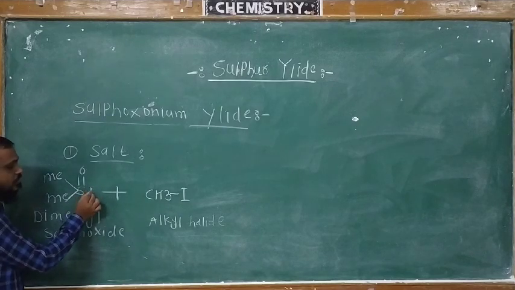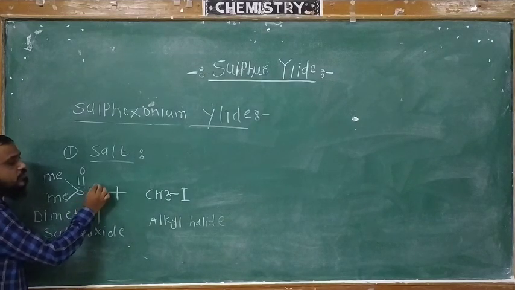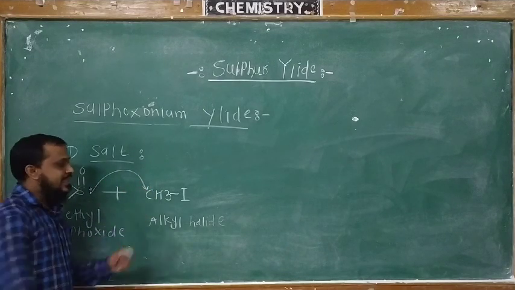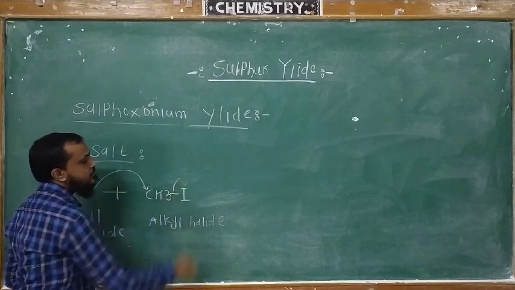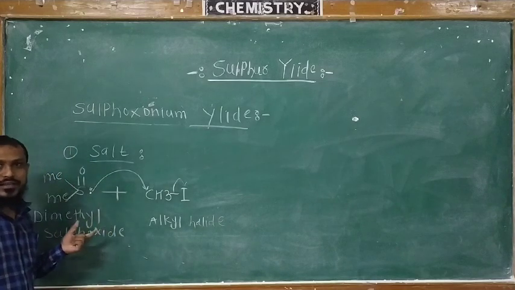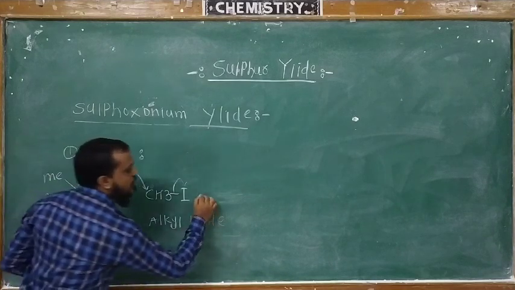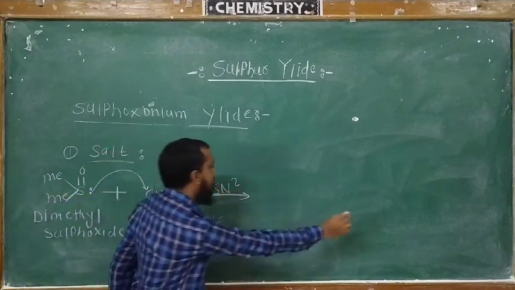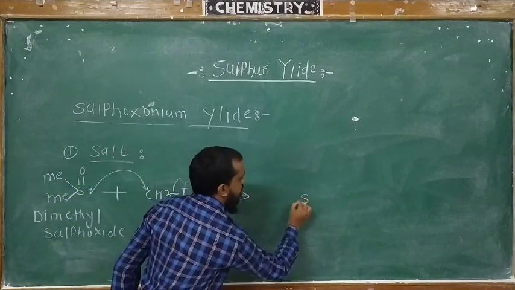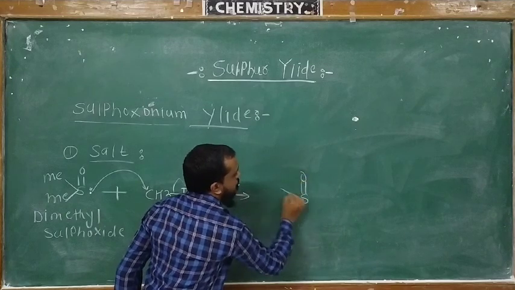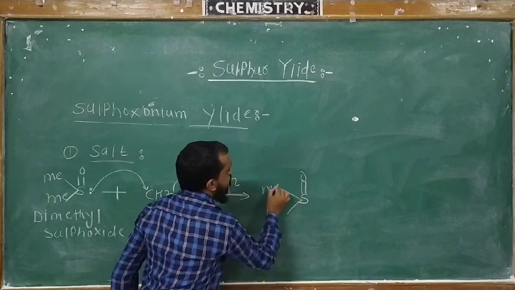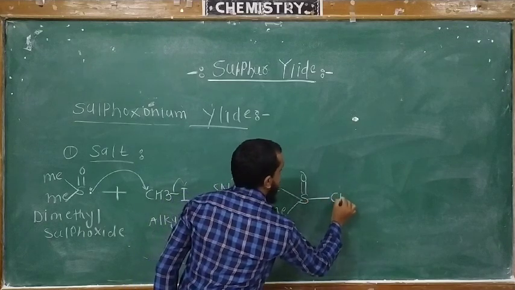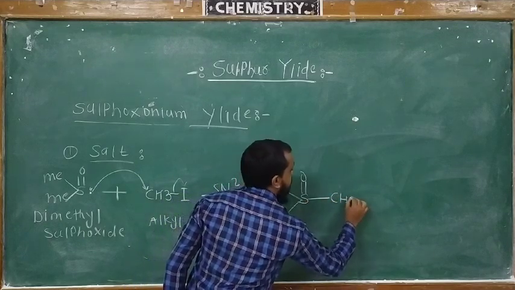We know that sulfur has a lone pair, it acts as a nucleophile and attacks the carbon of methyl iodide. Simultaneously iodine will be removed. This reaction undergoes like SN2 type, and forms this type of intermediate, S double bond O, with two methyl groups singly bonded, and CH3.